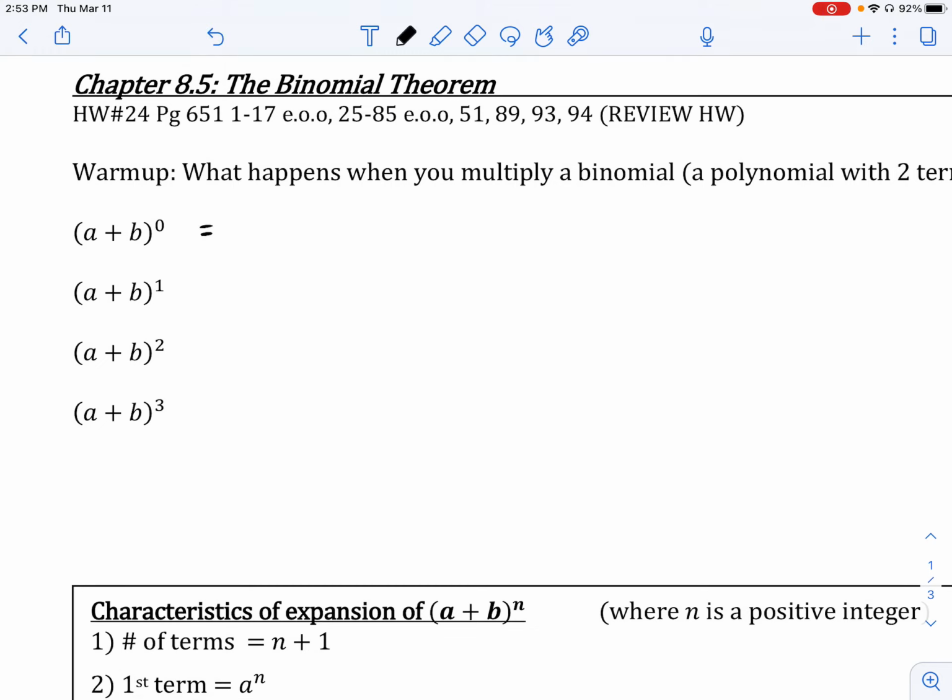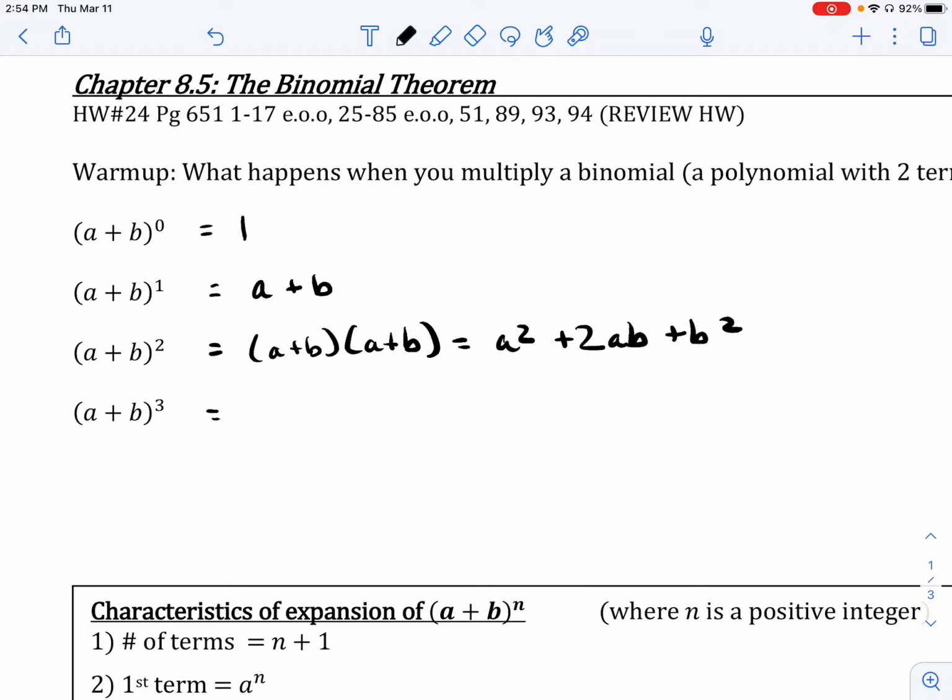Anything raised to the 0 power we know is always going to be equal to 1. A plus b raised to the first power is just itself. Anything raised to the first power is always just itself. A plus b squared, now this is the first time we actually have to do some multiplying, so we would say a plus b times a plus b would be equal to a squared plus 2ab plus b squared.